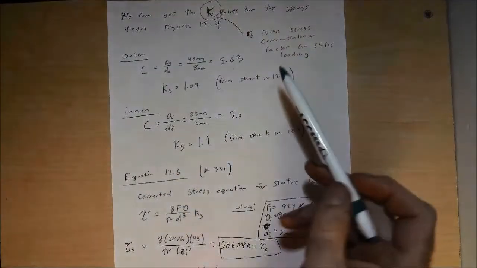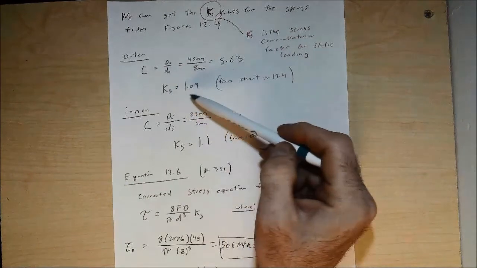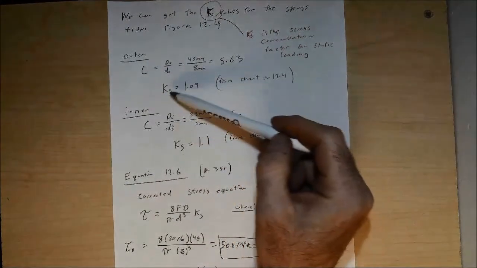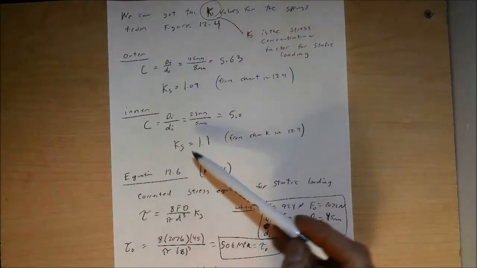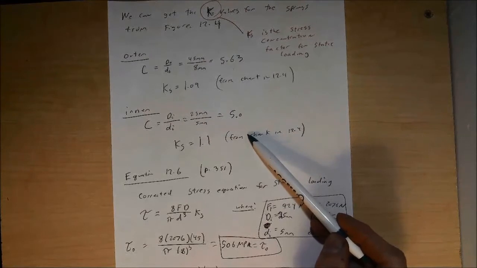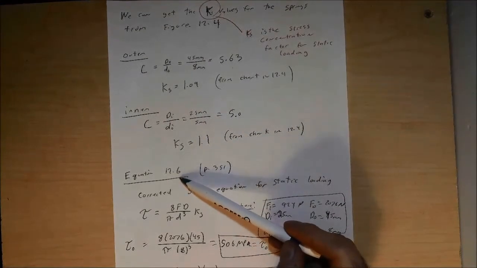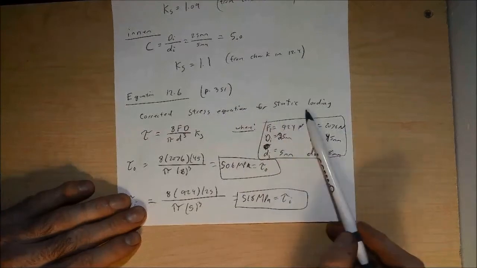So we're able to go to figure 12.4, that chart there, and get our K sub S values or correction factors here for our outer and for our inner. So K sub S for our outer is 1.09 from that chart. K sub S for our inner is 1.1 from that chart there. So then what we can do is we can reference back to equation 12.6 on page 351 of our textbook. And what we can use this for here, this is our corrected stress equation for static loading.